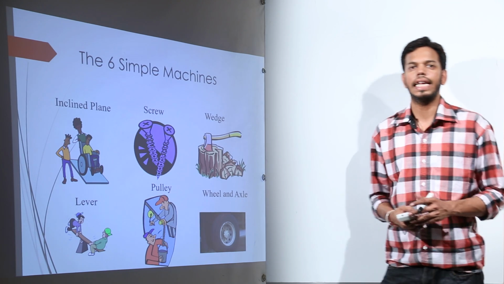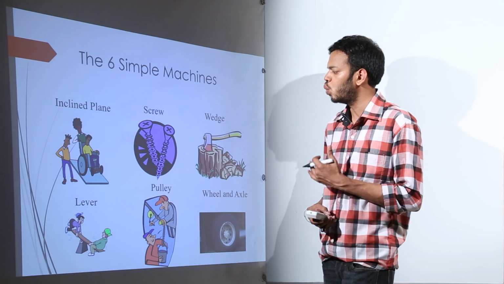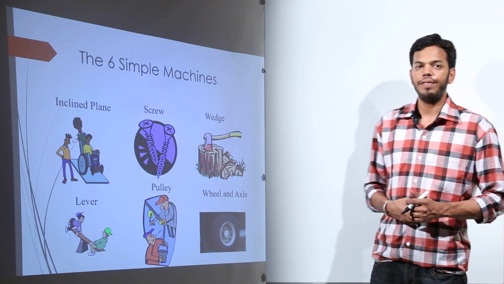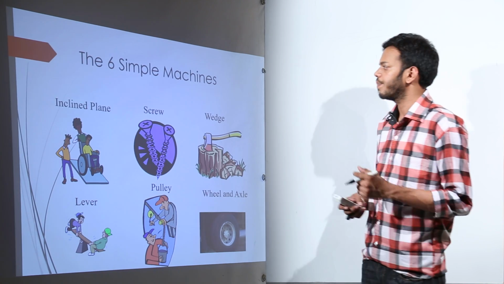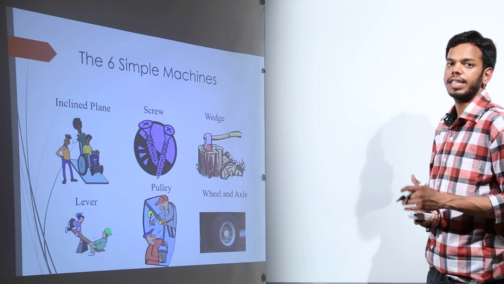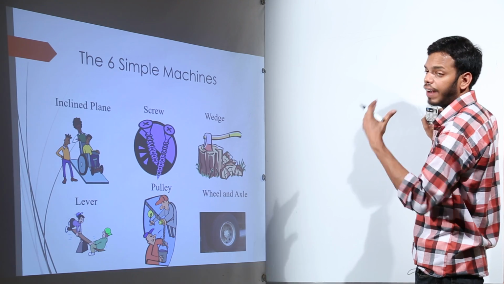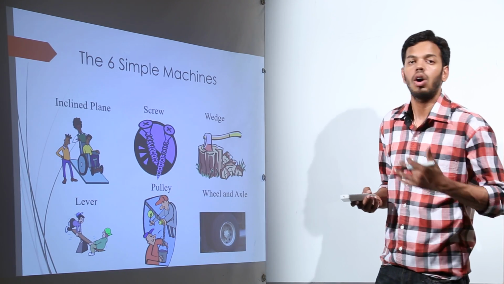Hello students, in our last lecture we discussed 6 simple machines, which were inclined plane, screw, wedge, lever, pulley, and axle and wheel. Now today we are going to study a few technical terms which are often used in these 6 simple machines. These technical terms are basically the formulas for finding out how effective the machine is, how effective our work is being done, all that with respect.